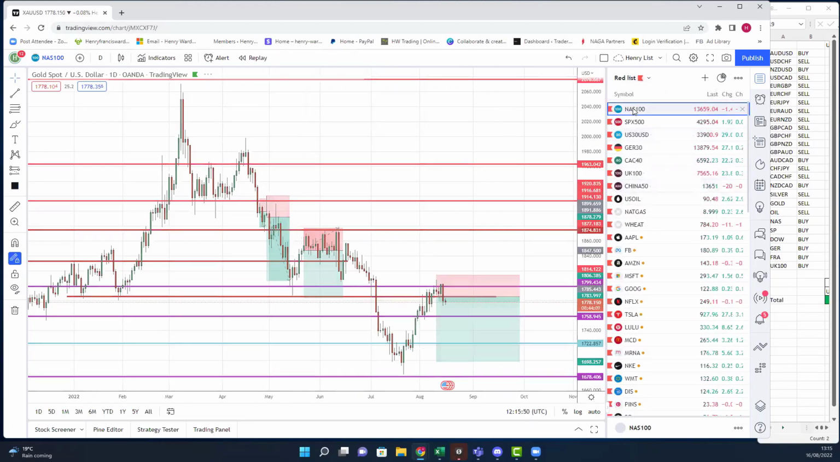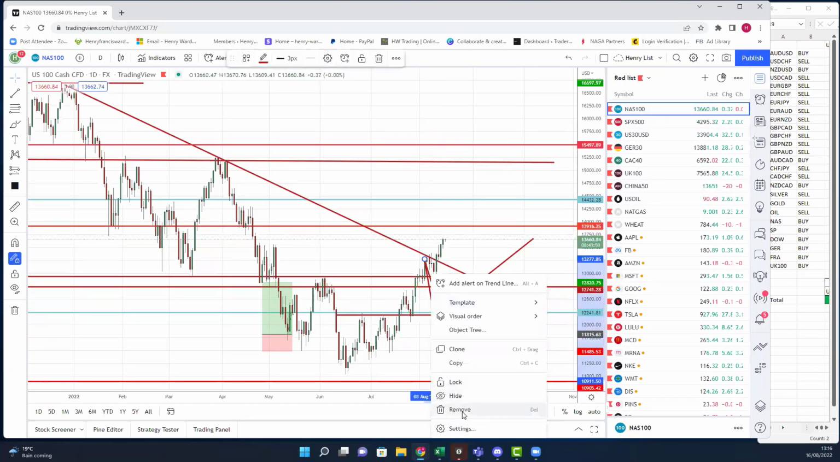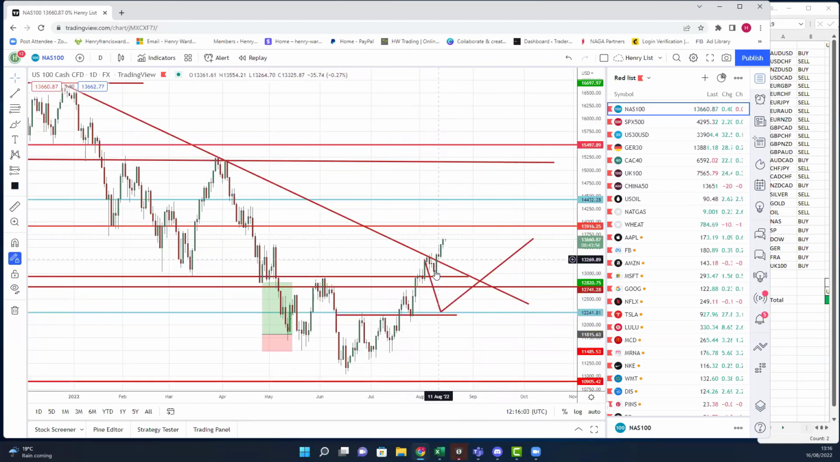So let's pop over to the indices. I love seeing this. This is music to my ears. So I'm going to remove this here, because every time this goes up, there's less and less likelihood of it coming back to here. So we have this momentum to the upside. It clearly looks like there's more buyers in the market than sellers here. So at the moment, people are still quite bullish on it.